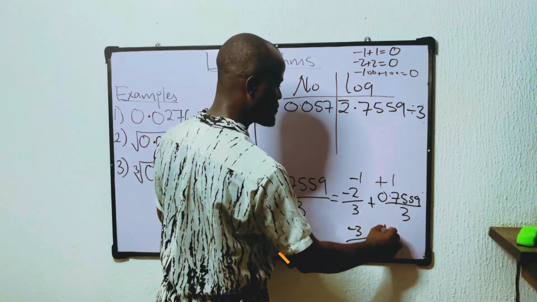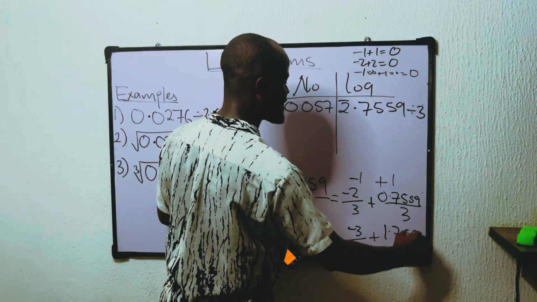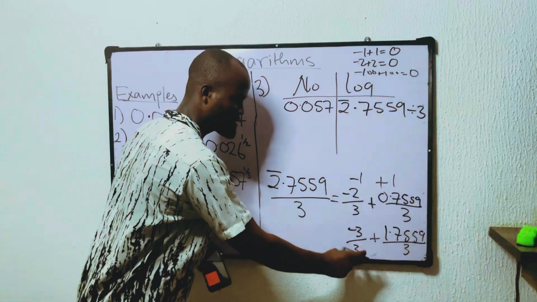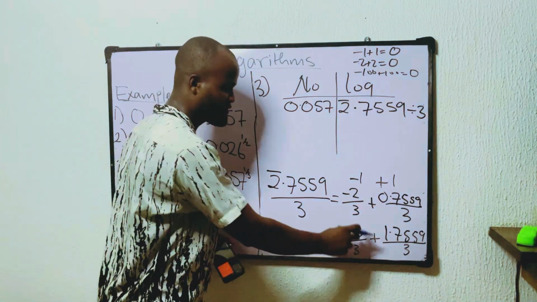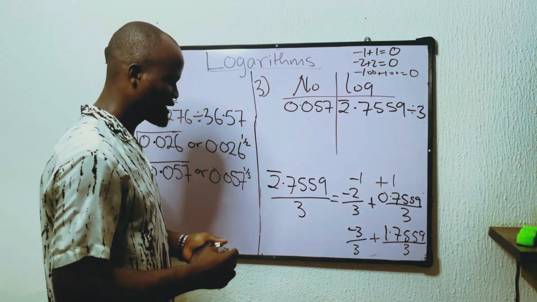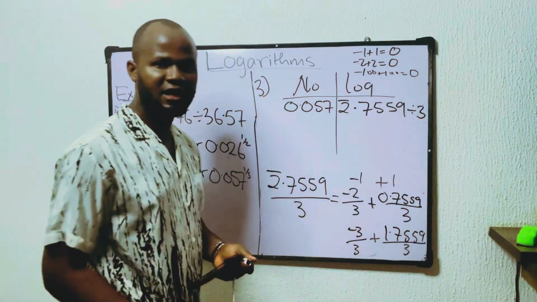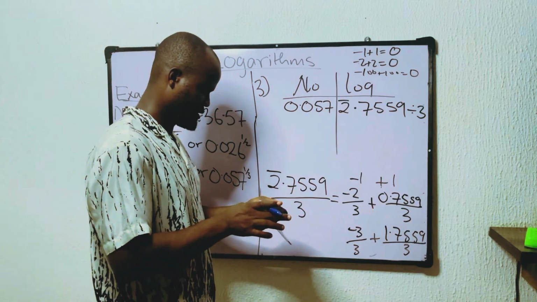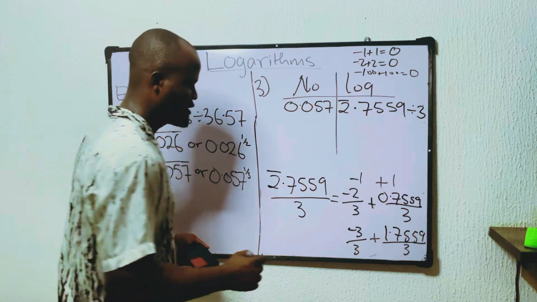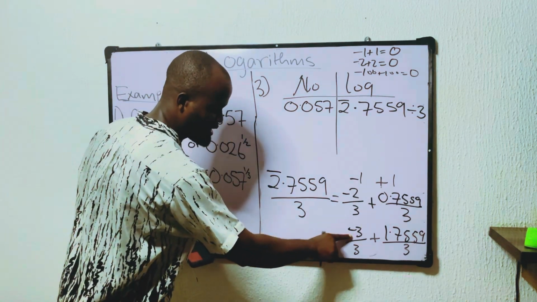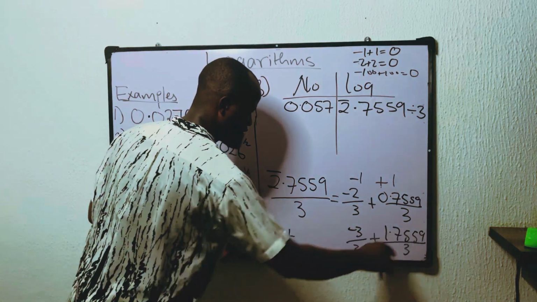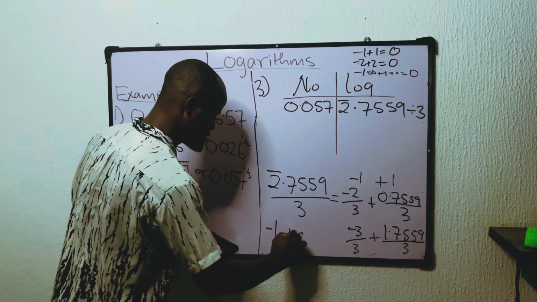So this becomes 1.7559 divided by 3. So now it's easier for us to get a whole number, which is negative 1, when we divide this and simply add it to this and write down our answer. So let's quickly do that. We're going to divide 1.7559 by 3. So that gives us 0.5853. Okay, so now, negative 3 over 3 gives us negative 1, plus 1.7559 over 3 gives us 0.5853.